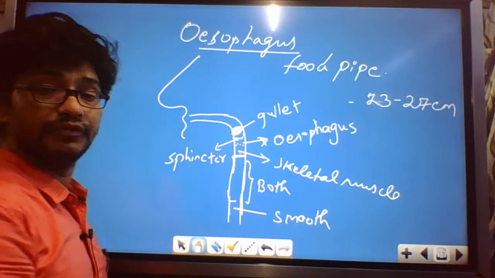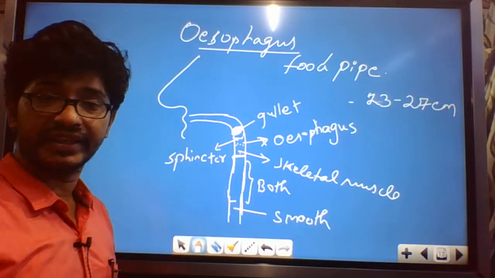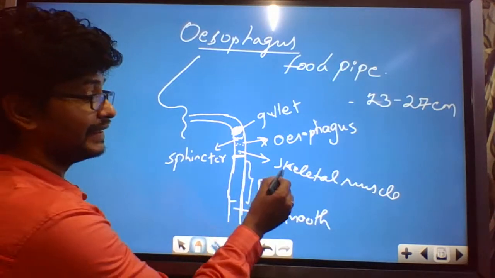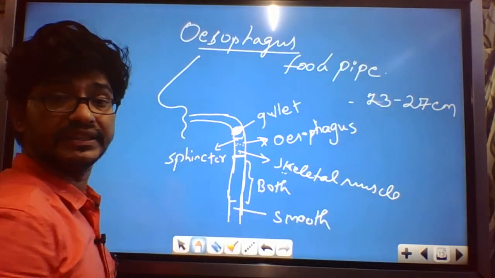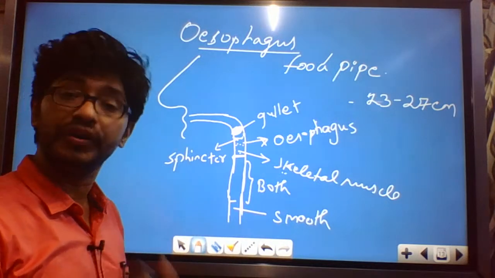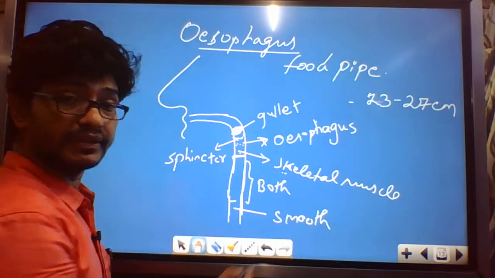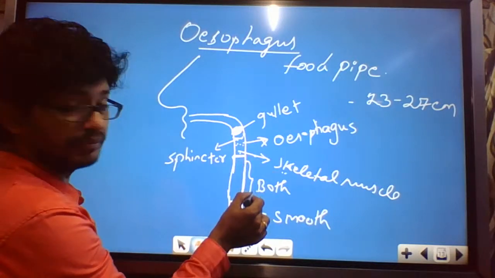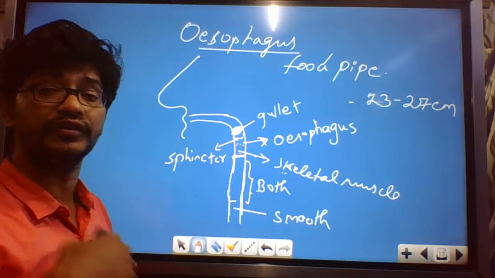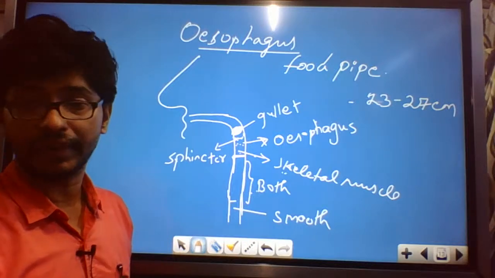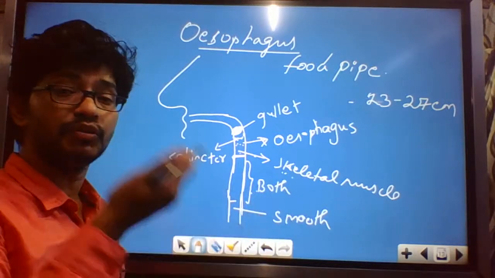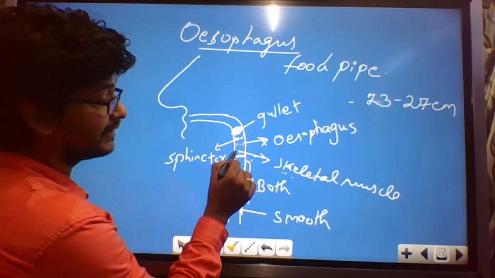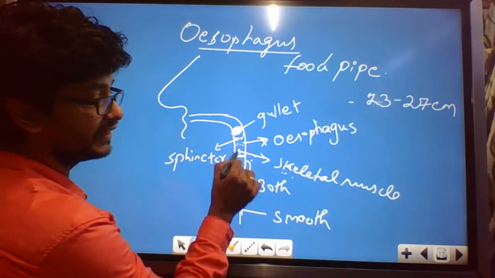The reason is that if you swallowed something and you want to regurgitate it, to take it out, you can do it because it is under your control. Skeletal muscle is voluntary in action, but smooth muscles are involuntary. Once it reaches the middle part of the esophagus, it is difficult to regurgitate back. That is why the beginning of the esophagus has skeletal muscle.